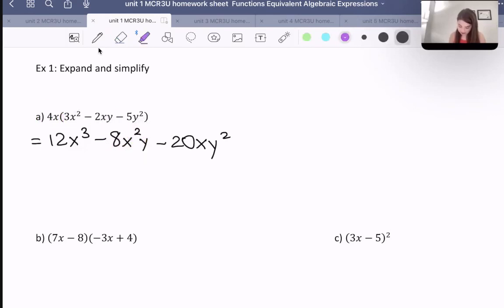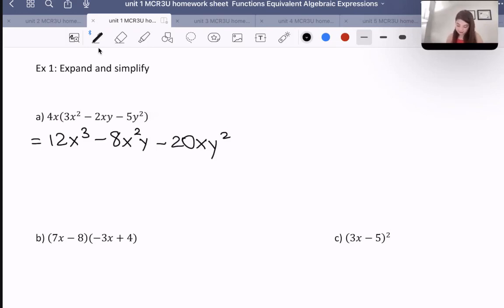For the third one, it's 4x times negative 5y squared. So 4 times negative 5 is negative 20. And there's no x otherwise, we just keep the x as is. And same with y squared, we just keep it as is because there's nothing else to multiply it to that's going to simplify it down any further. And so this is our answer. There are no like terms here, so we don't have to do anything else. We just expanded and we're good to go.